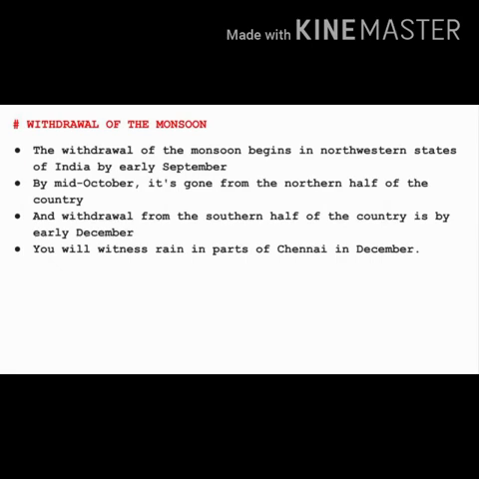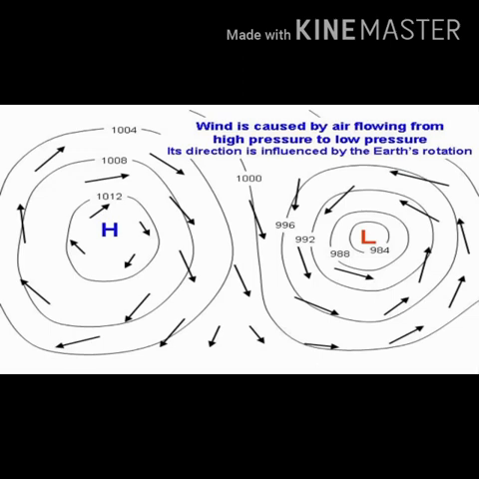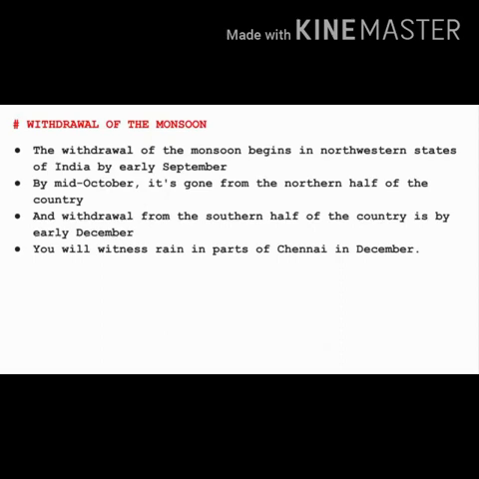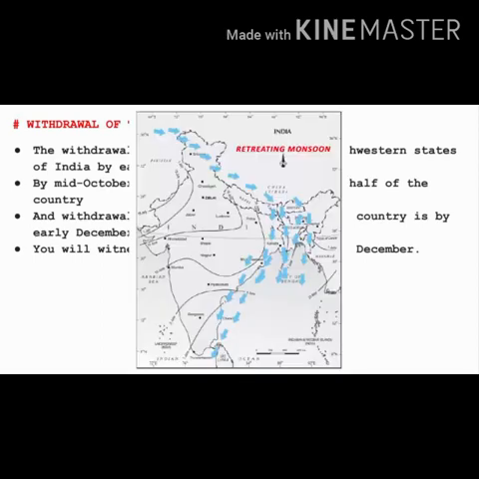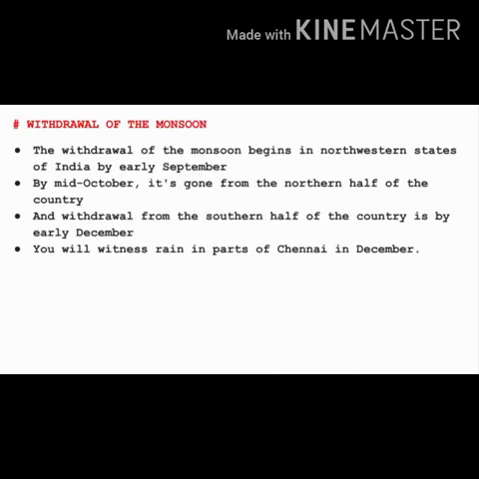And we also have read that wind moves from high pressure to low pressure, and this is the reason the monsoon wind moves from north to south, taking away the monsoon slowly from the northwestern to the northeastern side and then to the southern side of the peninsula. That's why you will witness rain in parts of Chennai in December. I hope the entry and exit of the monsoon wind in India is much clear to you now.